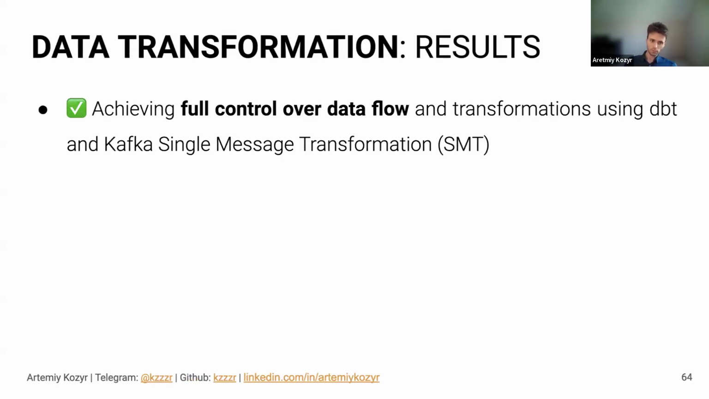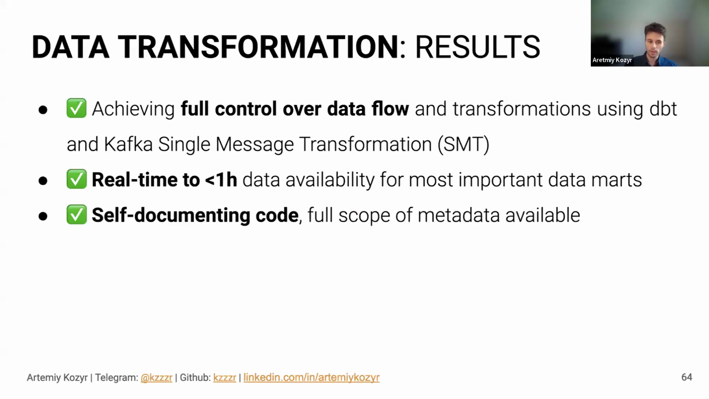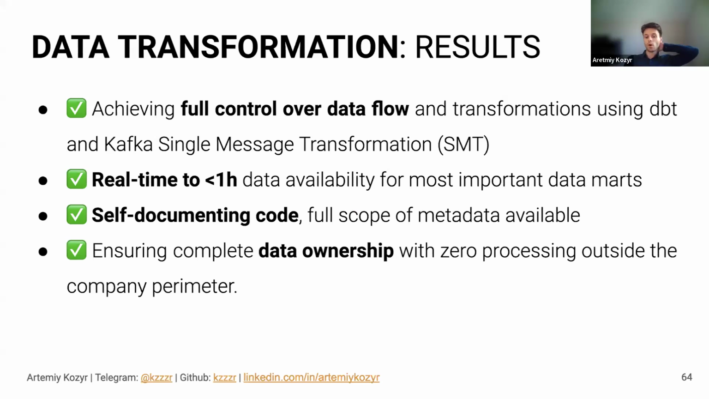All right, so the results: we're achieving full control over data flow and transformation with dbt and Kafka single message transformations. It turns out data is available in real time, to less than 1 hour, in data marts, enriched, aggregated, and ready to be served to BI tools, data science models, etc. And then it's self-documenting code. So everything we do is version controlled, is self-documenting code, and has the full scope of metadata available for further use. All right, and then we end up with complete data ownership, zero processing outside the company perimeter.